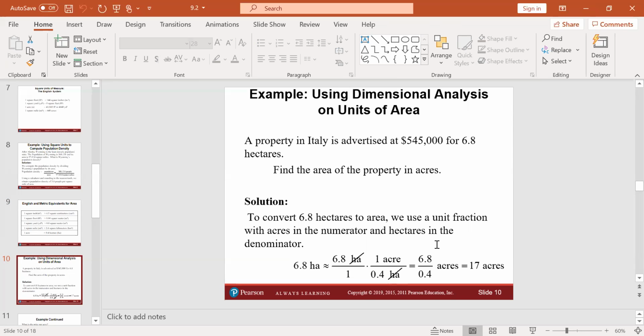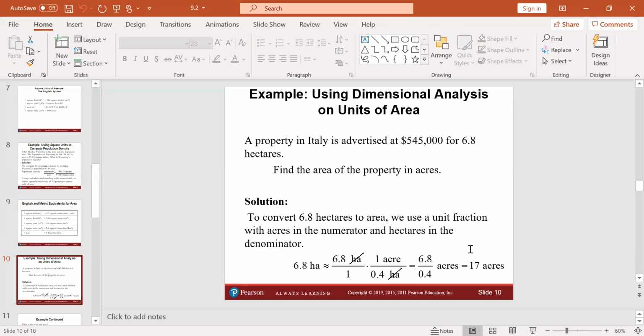So 6.8 hectares is exactly 17 acres. To put that in perspective, 17 acres is a good bit of land, especially for one person or a small family. 17 acres is huge. It's huge. That's plenty of land to build your goblin fort, which is my goal.